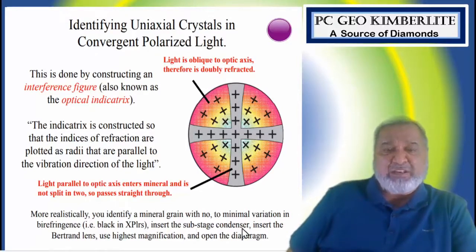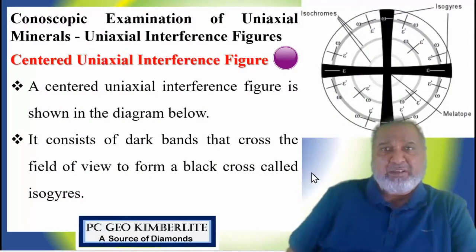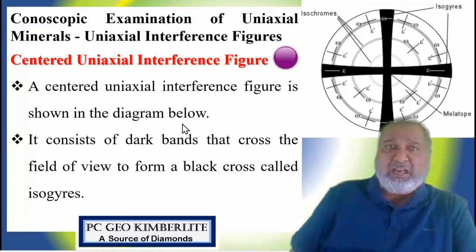Insert the substage condenser and insert the Bertrand lens. Use the highest magnification and open the diaphragm. Here we have the isogyres. These are the isogyres, and this is the melatope. The isogyres will be there. These are the waves which have been vibrating. A centered uniaxial interference figure is shown as the diaphragm is opened below.